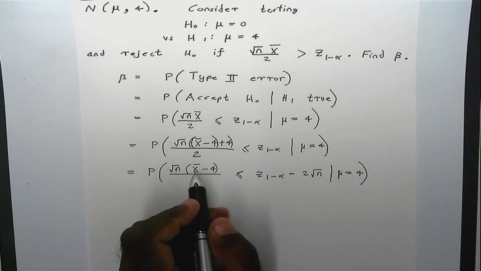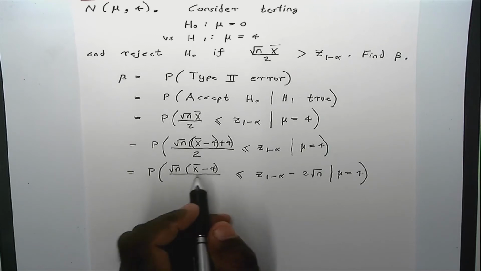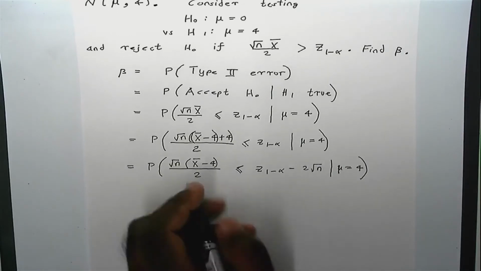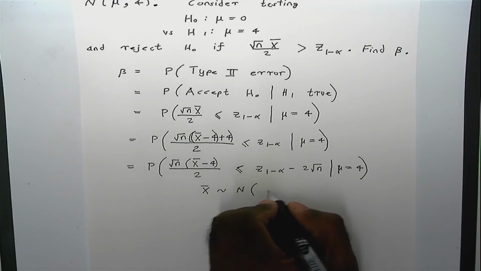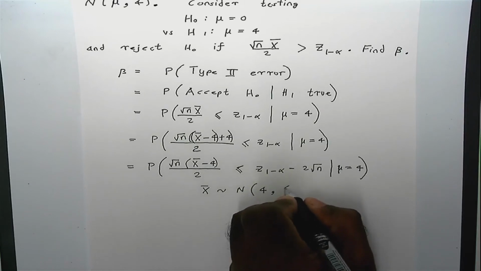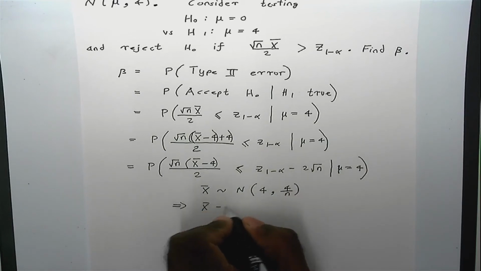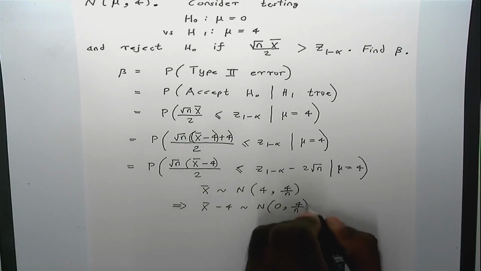Because x bar is normal, right, with mean 4 and variance sigma squared over n, right? So you should follow the standardization. And let me just explain. X bar, given mu equal to 4, is normal with mean 4 and variance sigma squared by n, right, which implies that x bar minus 4 is normal with mean 0 and variance this.